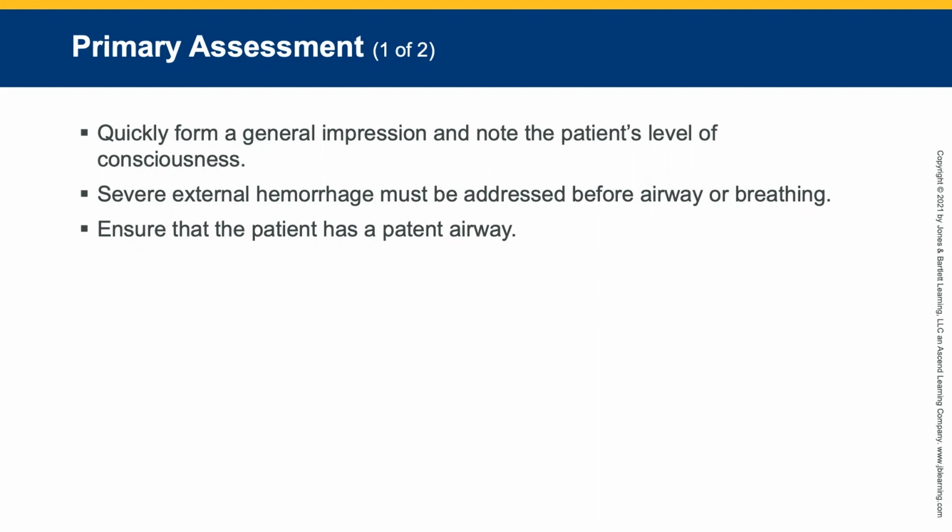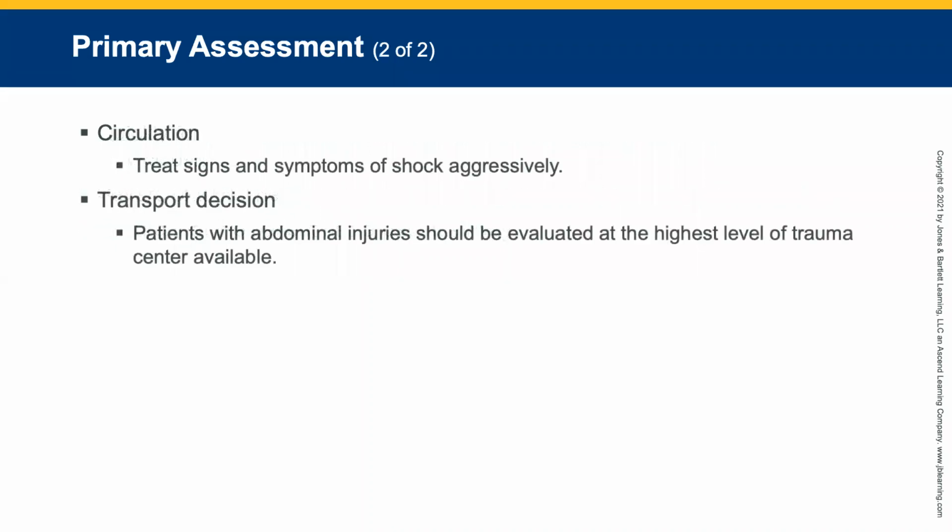Severe external hemorrhaging must be addressed before the airway and breathing concerns. Ensure that the patient has a clear and patent airway. Circulation: treat signs and symptoms of shock very aggressively. Patients with abdominal injuries should be evaluated at the highest level of trauma. So if we suspect it at all, we're going to load and go. And it's okay to go in a hurry because our suspicion tells us that there are some underlying injuries. Okay, carry on with your business. Nobody's going to be upset with you.